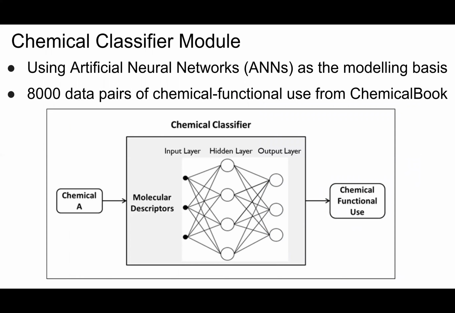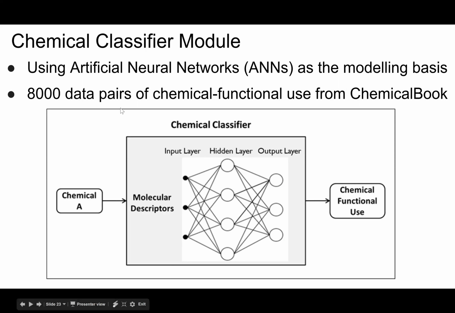To predict the functional use, we have developed this chemical classifier module. It is using an artificial neural network, ANN, as the modeling basis, and we used 8,000 data pairs of chemical functional use from the Chemical Book. The structure is shown here. We have a chemical, and the chemical classifier module includes the input layer, which is the molecular descriptors, like the different chemical groups and different properties of the chemical. The ANN itself has a hidden layer, which processes these molecular descriptors, and after processing them, it gives an output layer, which indicates the chemical functional use.